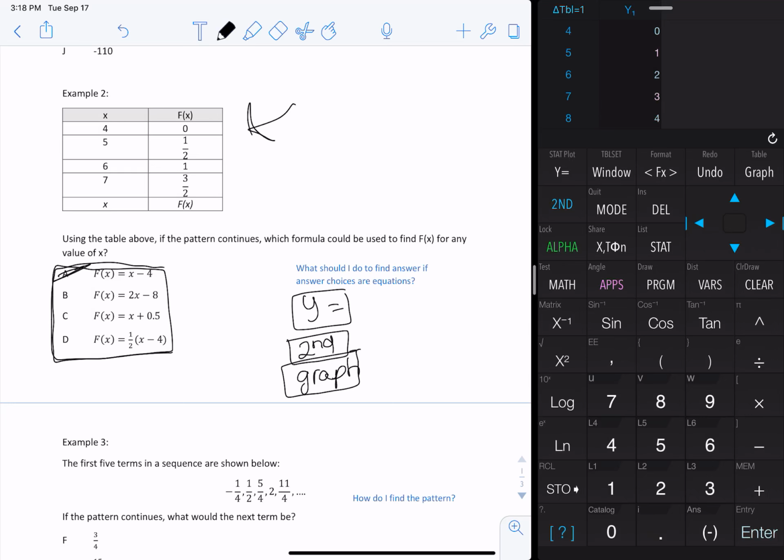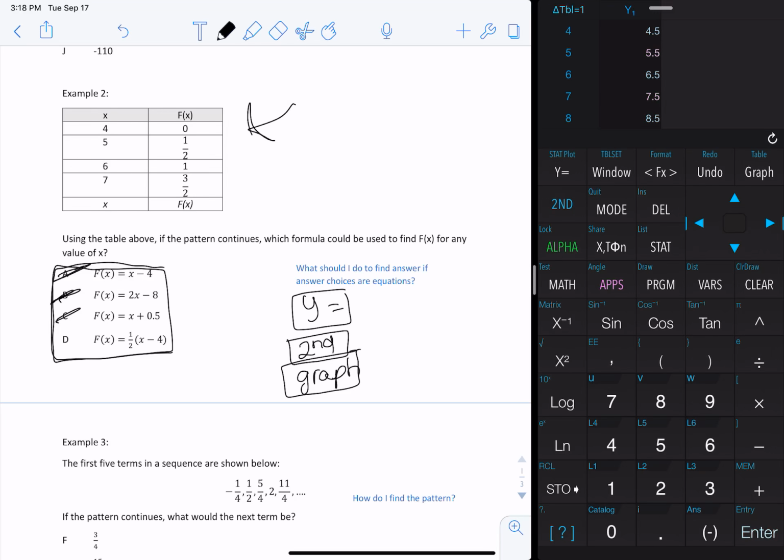So now test B. So go to y equals, clear what's there. We need 2x minus 8. Go to the table. 4 is 0, 5 is 2. That doesn't work. The third choice, C, we have x plus 0.5. Go to the table. At 4, we have 4.5, not 0, so that doesn't work.